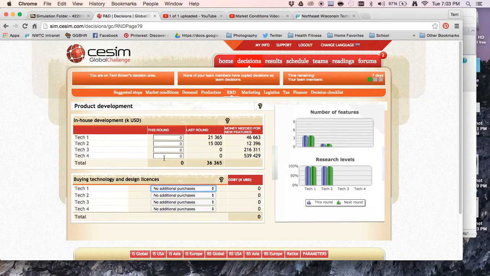If you do in-house development, this will not be ready until next round, so you will not be able to utilize any of this until the next week. So if you do in-house development, it takes a little bit more time. If you purchase it, you have it right away. Costs a little bit more, but you'll have it right away. Also note that this is in thousands of US dollars. Most everything is in thousands. So it's just trying to make it a little bit easier for you to read so you're not counting zeros and trying to figure out what that price really is.